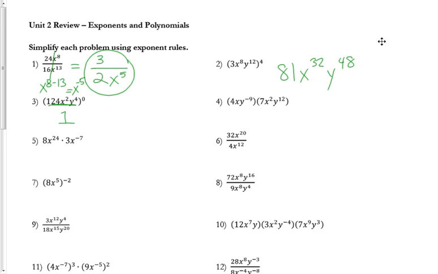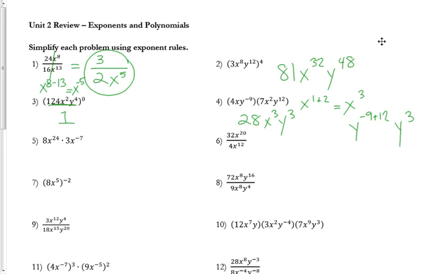Number 4, we are multiplying. So our multiplication rule, we're going to multiply our coefficients first. So we're going to do 4 times 7 to give us 28. Then our multiplication rule tells us to add our exponents. So our x, we have an exponent of 1 and then an exponent of 2. So that gives me x to the 3rd power. And then I've got y to the negative 9th and y to the 12th. So negative 9 plus 12 also gives me y to the 3rd power. All my exponents are positive, so I don't need a fraction. Everything stays in the numerator with the 28.